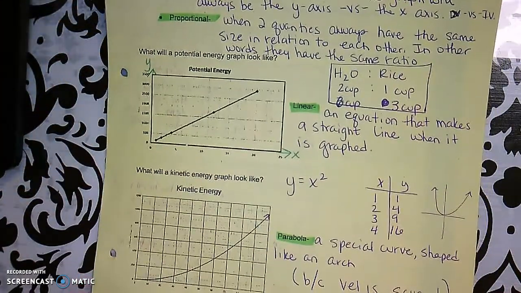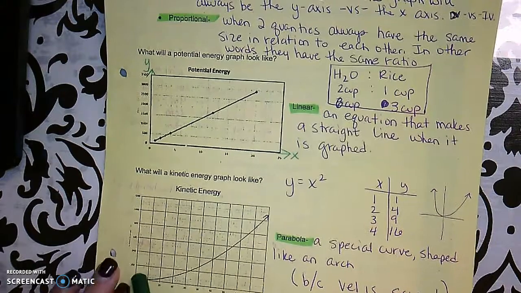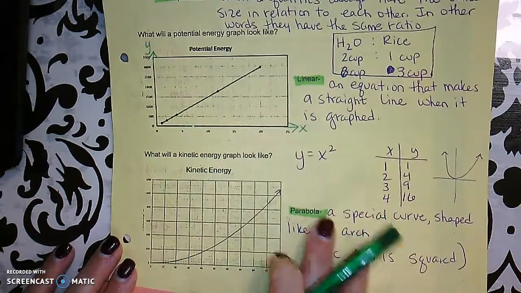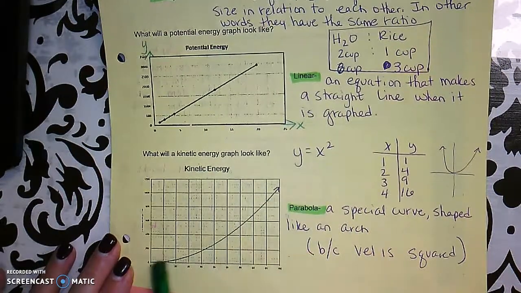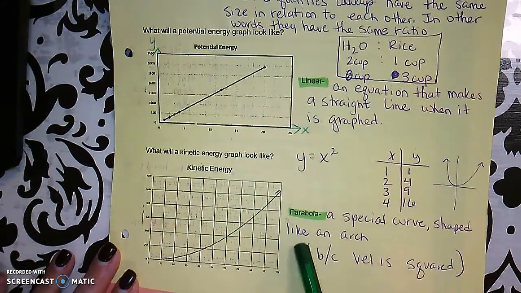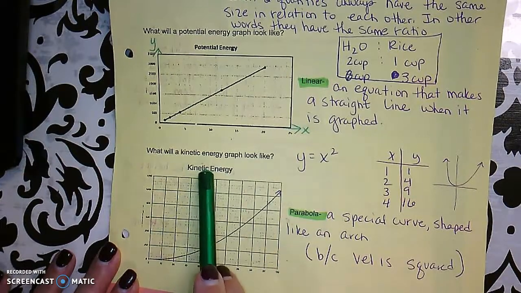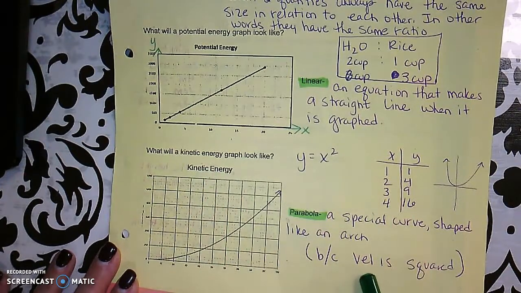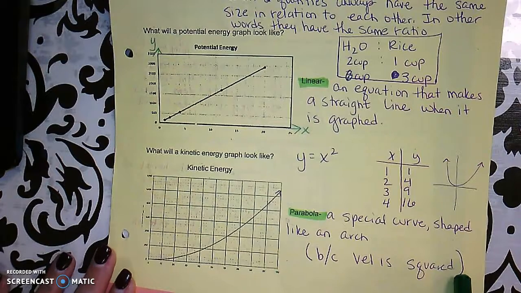And then this next piece, this is nonlinear. This is what's called a parabola. It's a curved line. A parabola is a special curved shape like an arch. And it's shaped like this for kinetic energy because the velocity is squared.